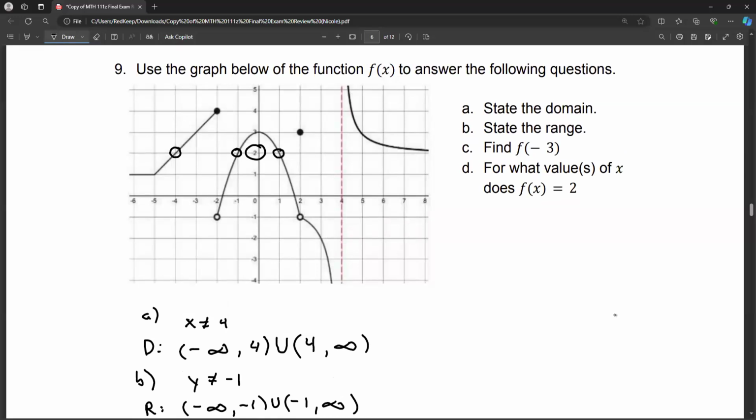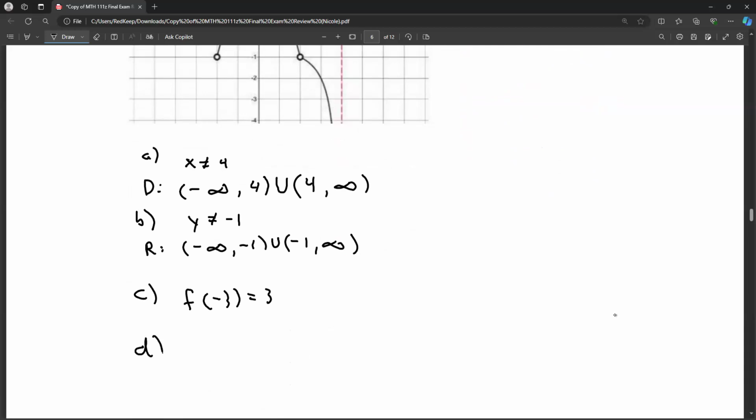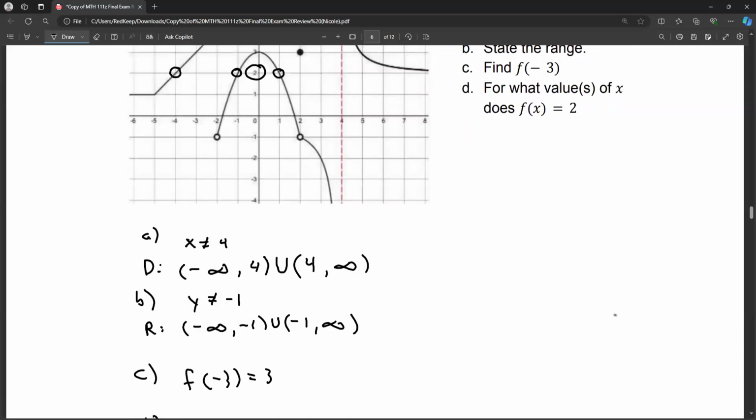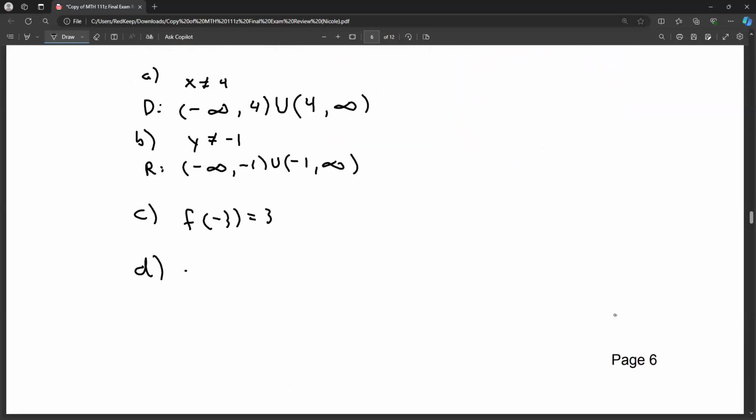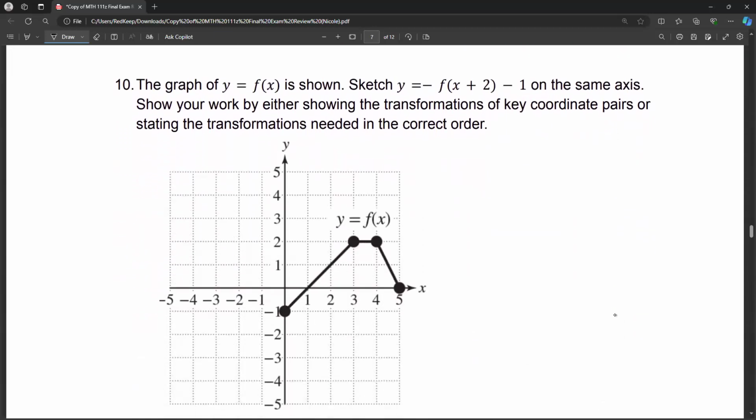We see x equaling -4 is one of those, -2, sorry, apologies, -1, I should say, and +1. So for part D, the x values that give us f of x equaling 2 are x equaling -4, -1, and +1. Perfect. Moving on to question 10.